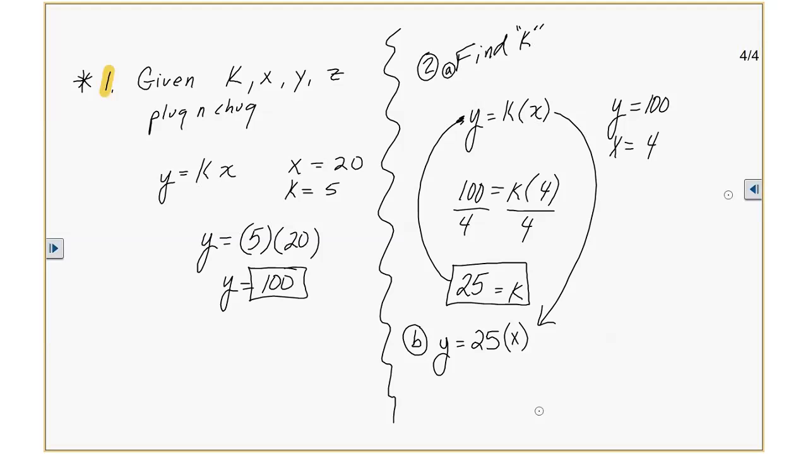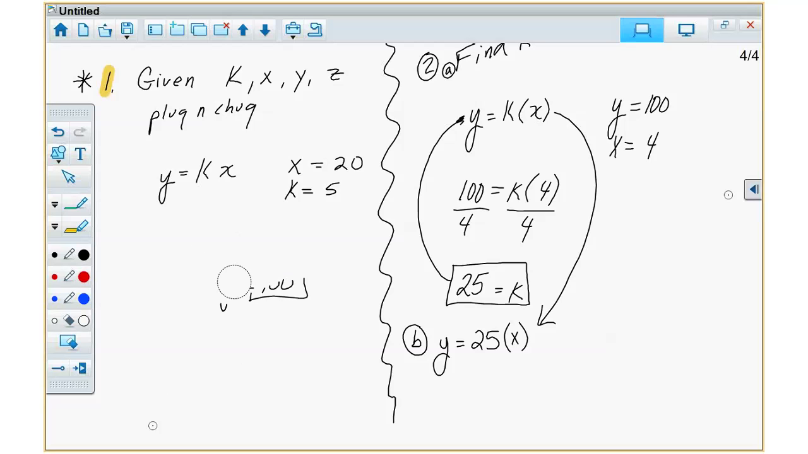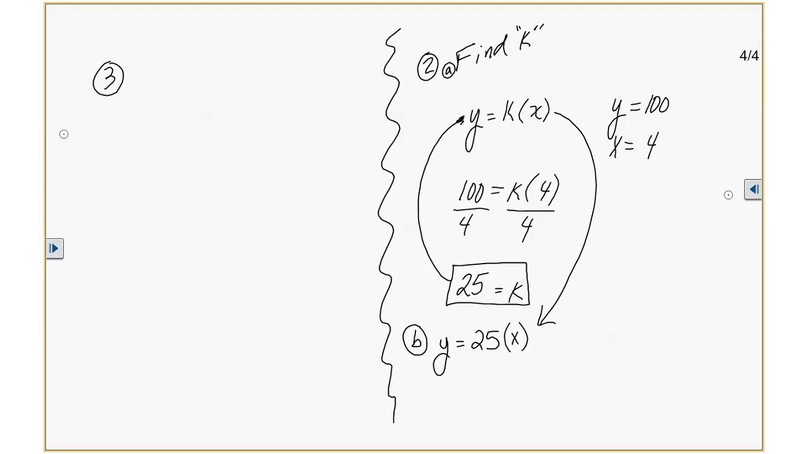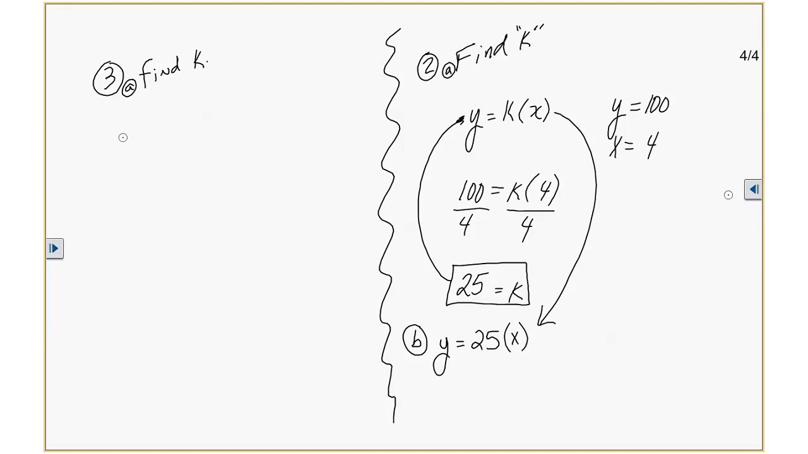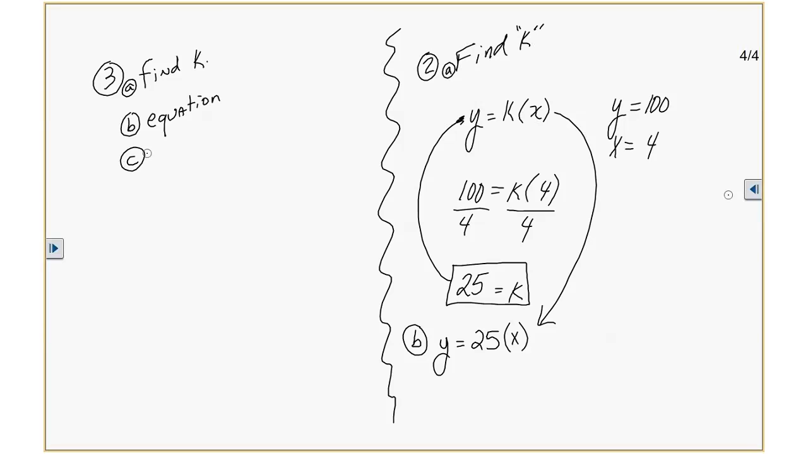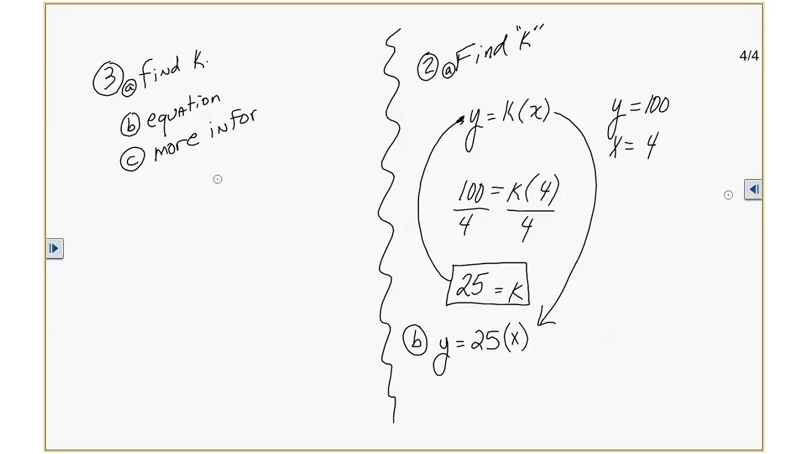What's the third type question you're going to get? Well, the third type question encompasses 1 and 2 and then adds a little bit more to it. The third type question asks you to find K. That's A. Then it asks for the equation. That's B. And then it gives you more info. Okay?